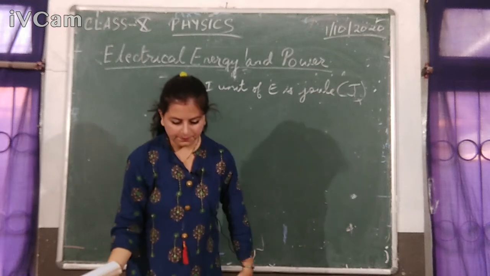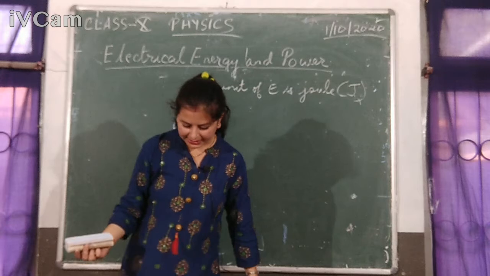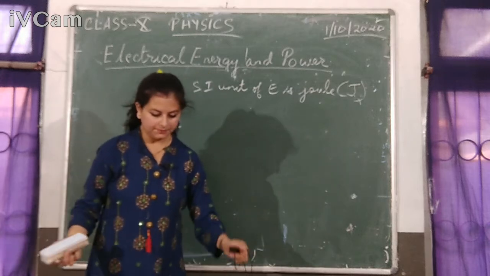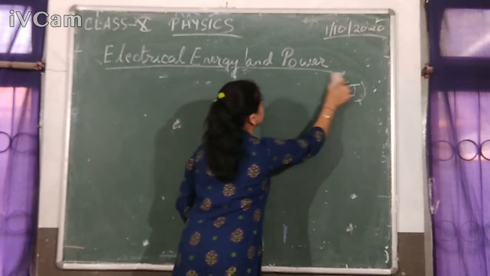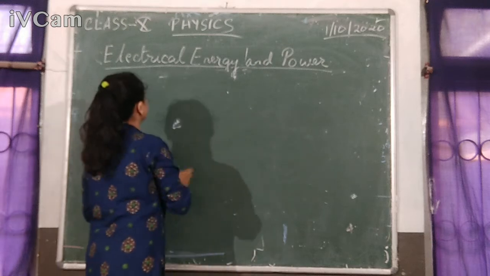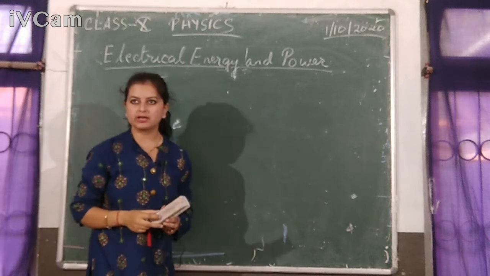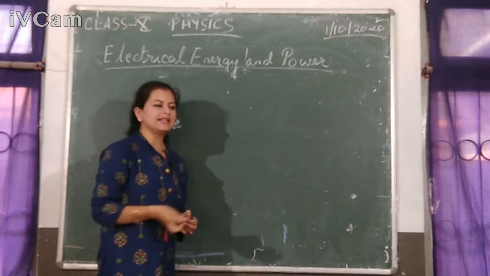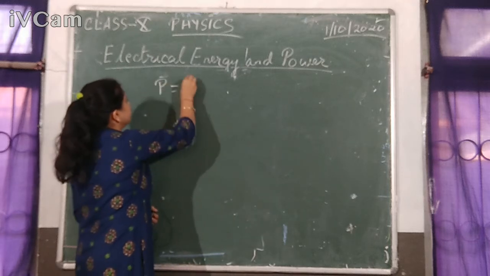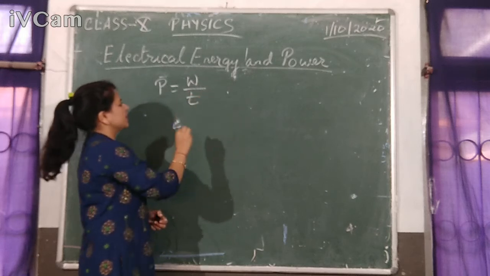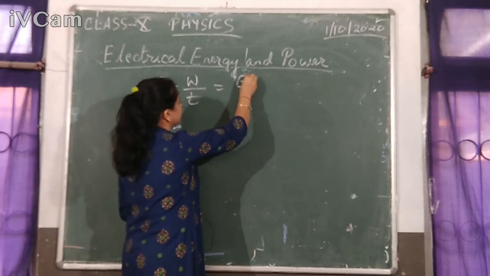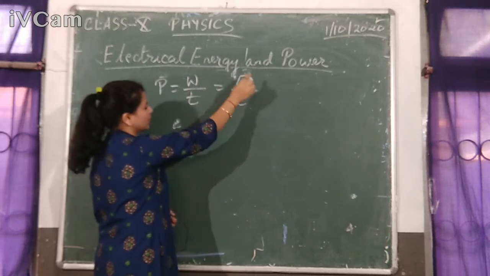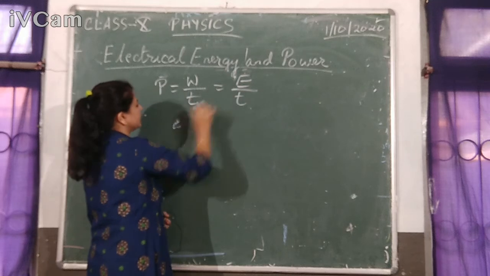Okay. Now, coming to the next topic, that is electrical power. Now, power is nothing but the rate of doing work, or it is work by time or energy by time. So I can write P as the rate of doing work, or in terms of electrical energy, because W is equal to E, I can write P is equal to E by T.